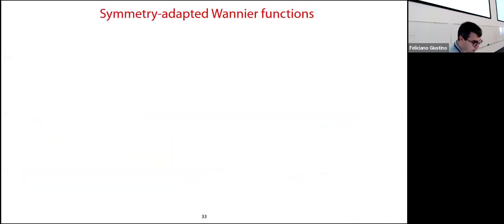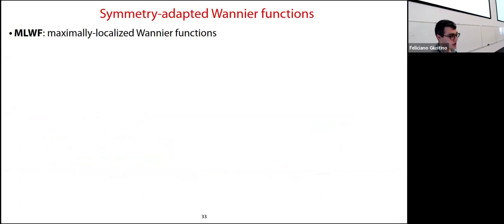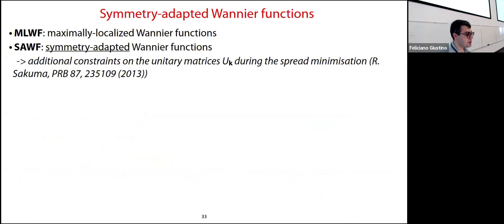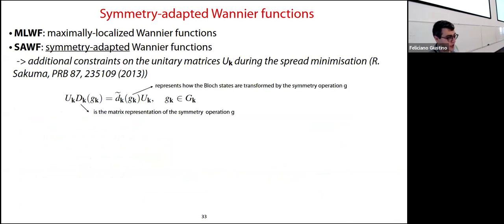Okay. So I mentioned symmetries, because the spread function, if you minimize it in the maximally localized Wannier function procedure, essentially doesn't care about the symmetry. It just gives you the most localized Wannier function that you can get. But sometimes you actually want to enforce some symmetries. And one way to do this has been proposed by Sakuma, and it boils down to essentially adding constraints to these unitary matrices.